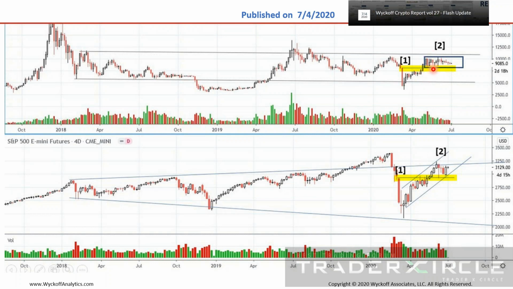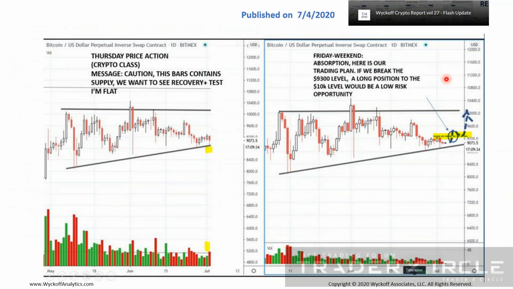Risk off? Not yet, because money has rotated into the small crypto caps, and we will see this later. On the daily, this is another chart published on the crypto report, and I want to show you the logic, the process here. We are currently in a consolidation.